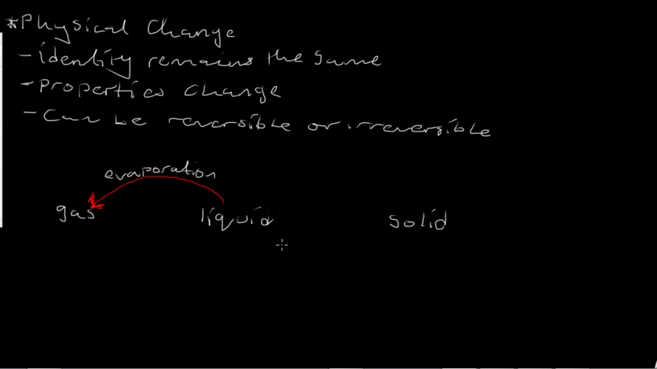Then there's a change from solid to liquid. When a solid changes from solid to liquid, what do we say? When we have ice put in the fridge, then we remove it, and then it changes from the solid ice to liquid water, we say it has melted. So this is known as melting. Okay?